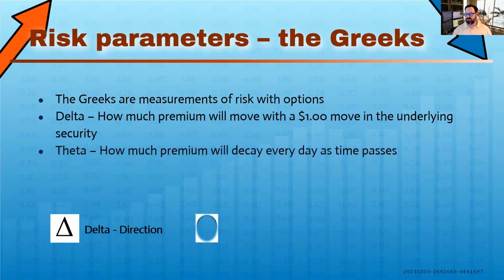We have theta, and T is for time. So it's how much premium will decay every day as time passes. See, options are a wasting asset. Okay, they decay in time. I liken them to a piece of ice. If you get an ice cube, it will melt if you hold it outside long enough. I mean, unless you're up in the north and it's really cold.